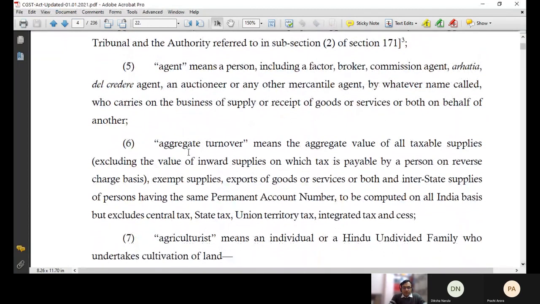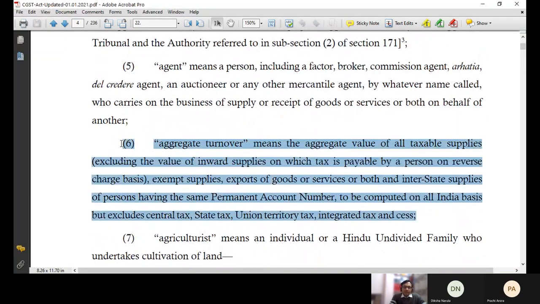This is section 2 clause 6. Aggregate turnover means the aggregate value of all taxable supplies excluding the value of inward supplies on which tax is payable by a person on reverse charge basis. It includes not only taxable supplies, exempt supplies, exports of goods and services or both, and interstate supplies, of persons having the same PAN number, to be computed on all India basis, but excludes central tax, state tax, union territory tax, integrated tax, and cess. It is GST compensation cess. So what I have written is as it is in section 2 clause 6. Now I will make some modifications which are mentioned in section 22.